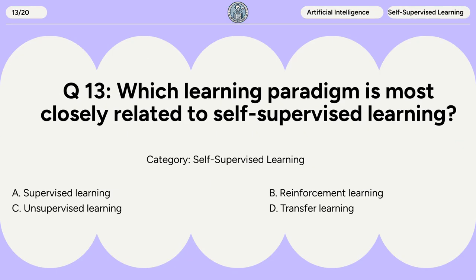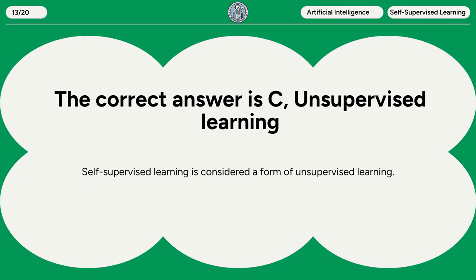Question 13. Which learning paradigm is most closely related to self-supervised learning? A. Supervised learning. B. Reinforcement learning. C. Unsupervised learning. D. Transfer learning. The correct answer is C. Unsupervised learning. Self-supervised learning is considered a form of unsupervised learning.